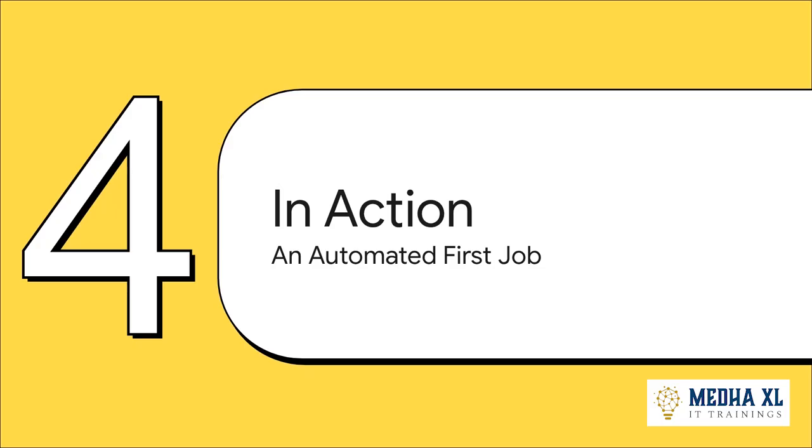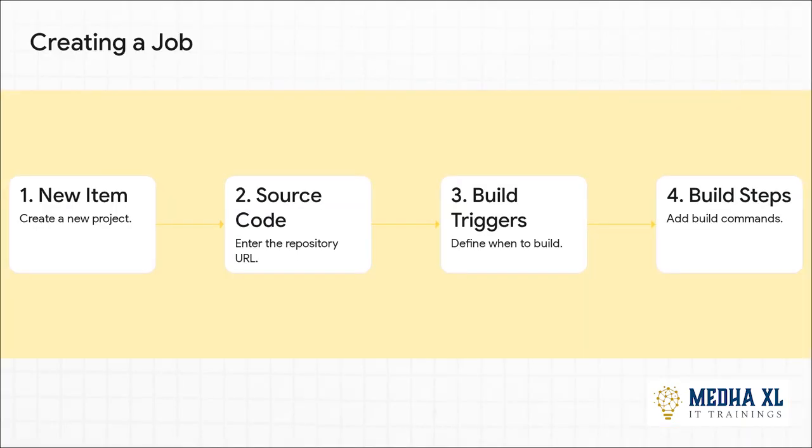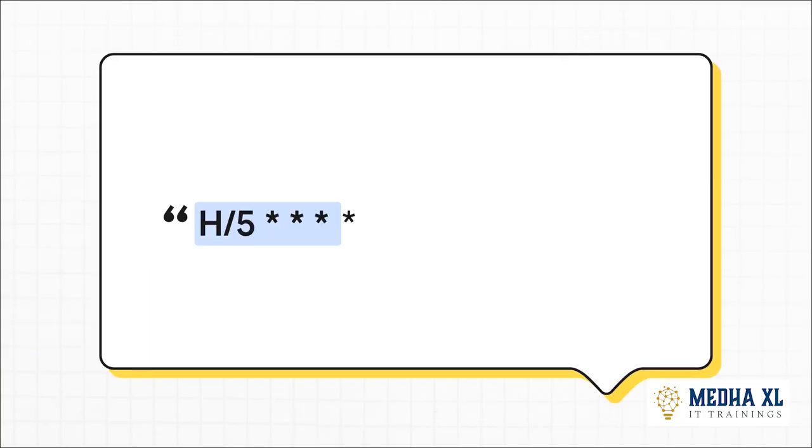All right, so all that theory is great, but what does it actually look like to set up one of these automations, or a job, as Jenkins calls them? Is it super complicated? Not at all, actually. For a basic job, you're really just telling Jenkins 4 things. You say, hey, I've got a new project. Here's where my code lives. This is what I want you to do with it, and here's when I want you to do it. That's pretty much it.